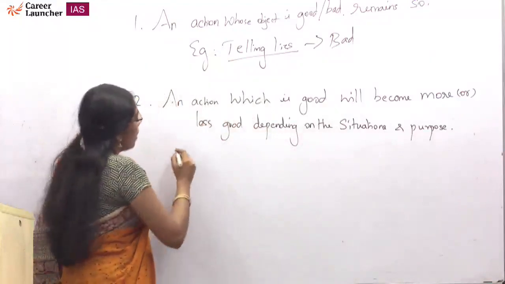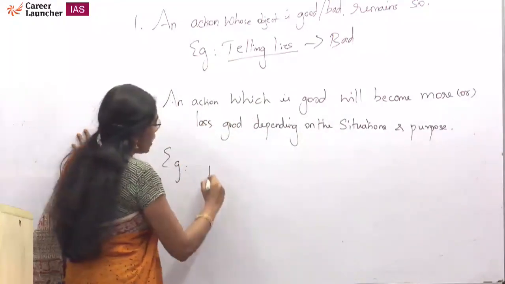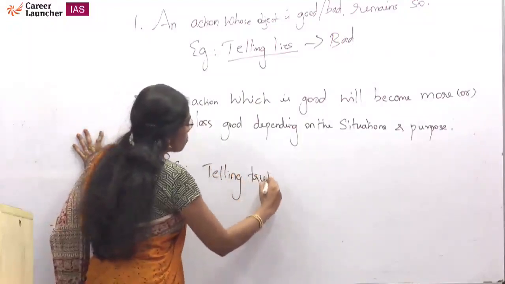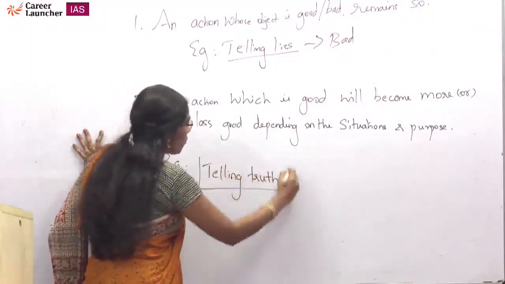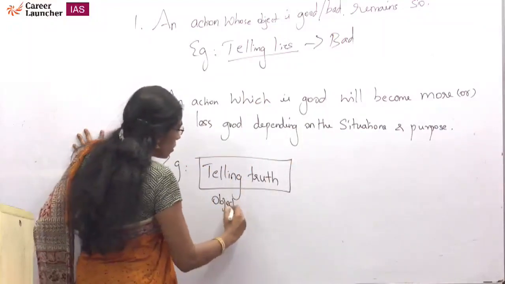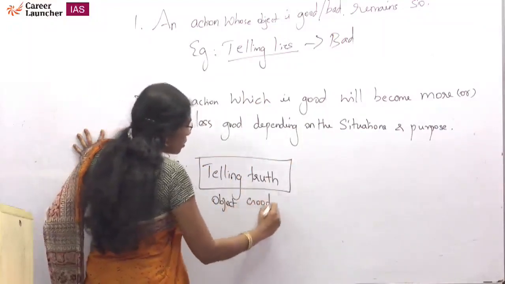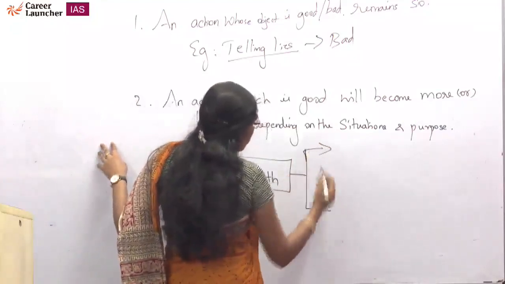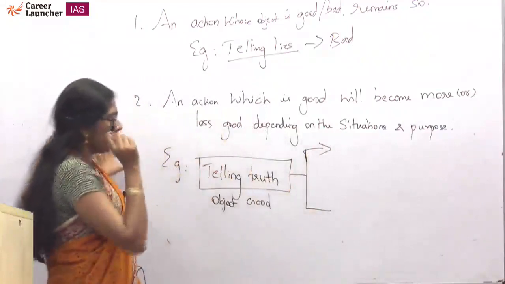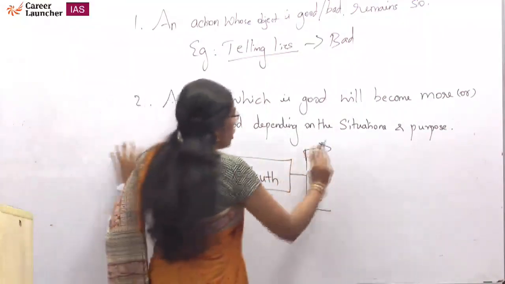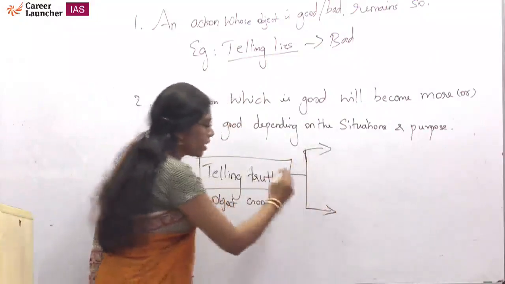So, for example you can say, telling truth. We'll take simple examples that will help you easily. Telling truth is what type of action? Good. The object is good. Here the object is good. Now, you are going to tell truth under two situations. One thing is, let us imagine a situation, then we will write this.